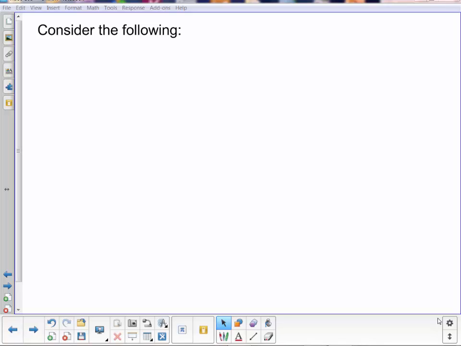Moving on, I'd like to consider the following. Please take a look at this number. Notice the digit in thousands place is in red.